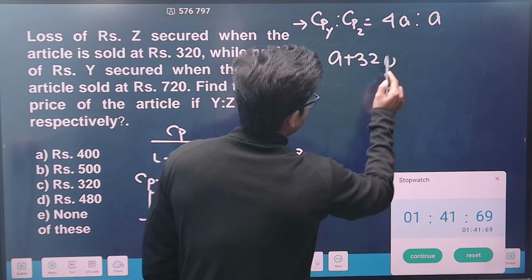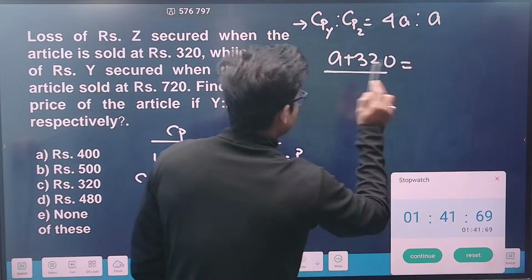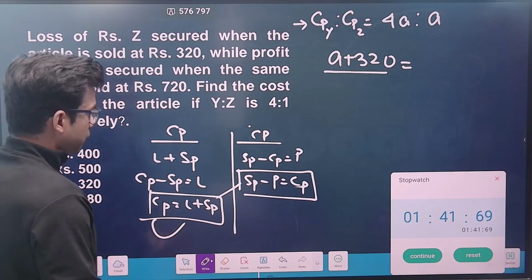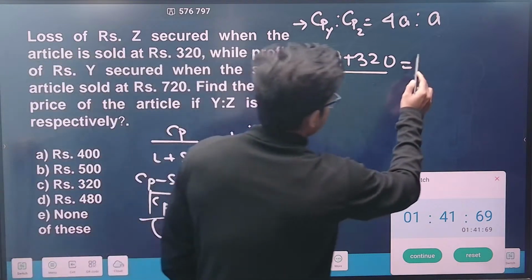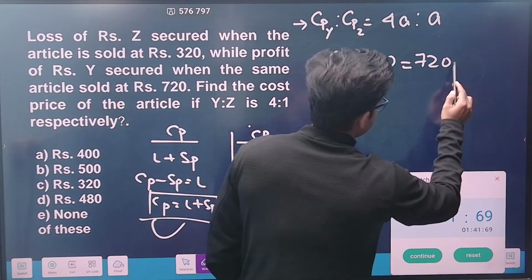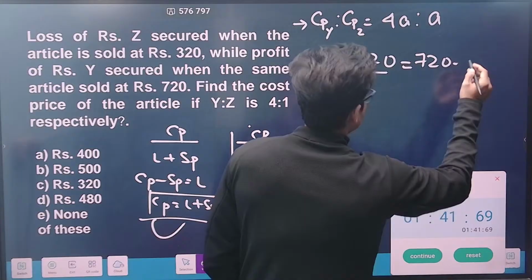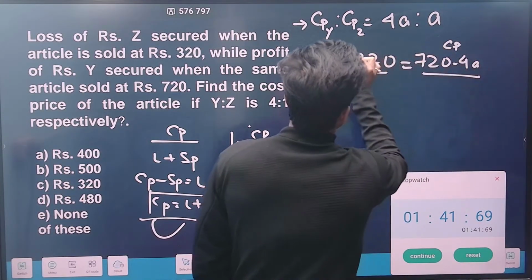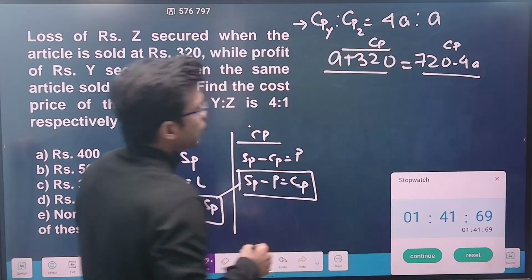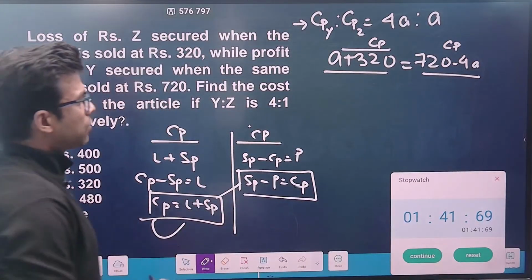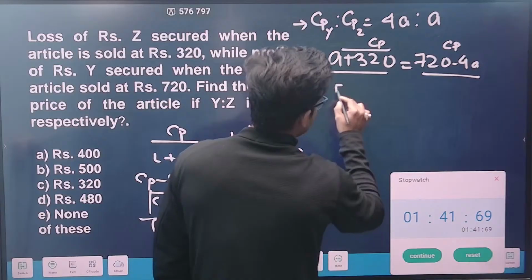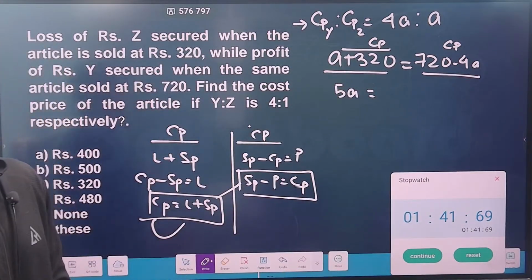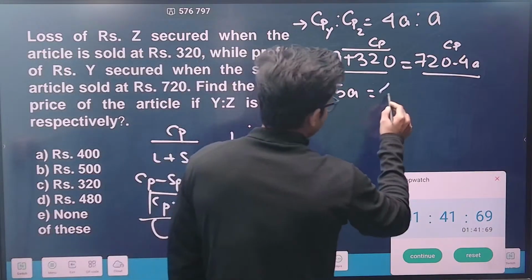I hope this is clear, how I have written this part, which is equal to, they are saying, 720, you can say selling price, which is 720 minus 4A. These both are basically the cost price. I hope this makes sense to everyone, correct? So total, 4A would come this side, it would become 5A. 5A equals 720 minus 320, which would give you 400, correct?